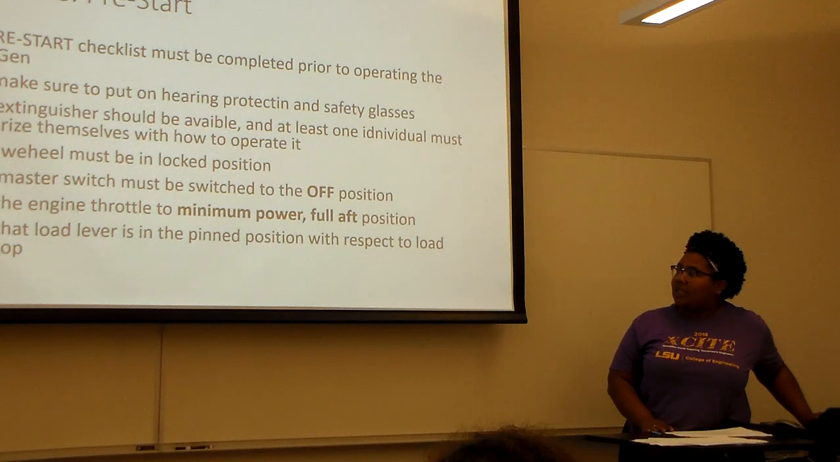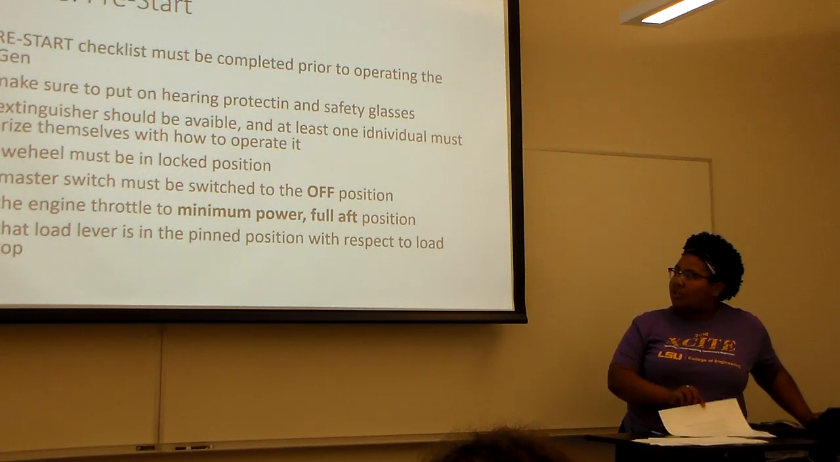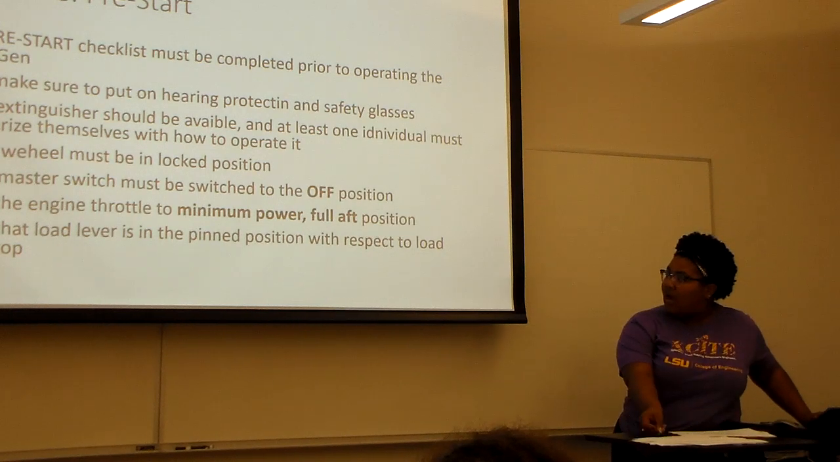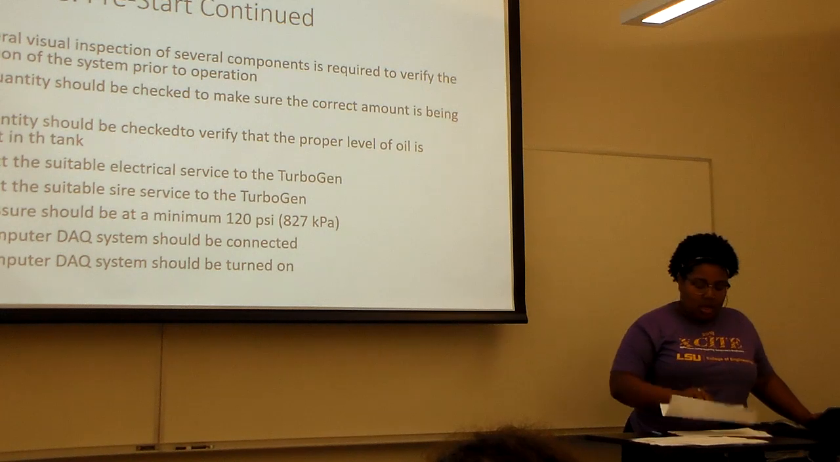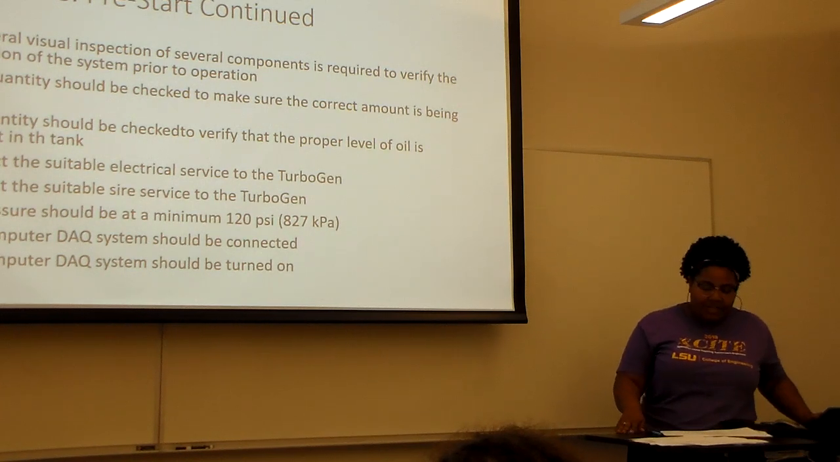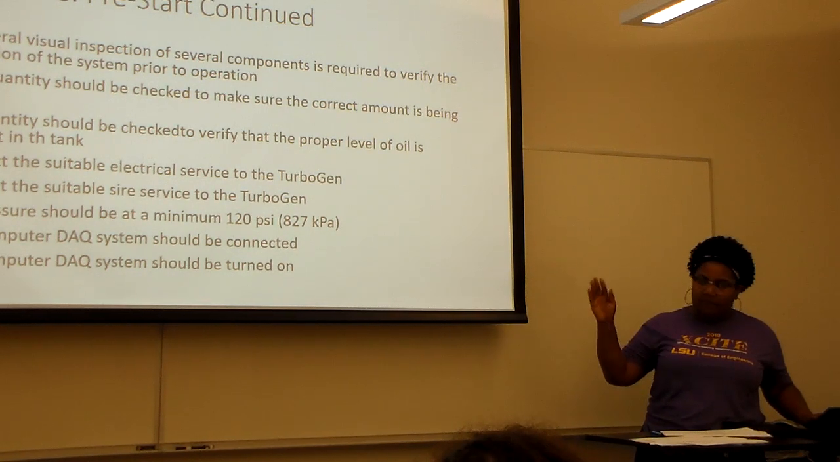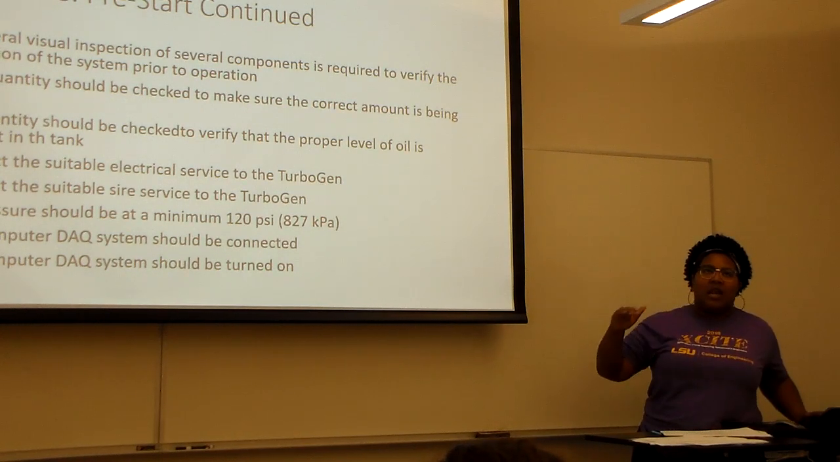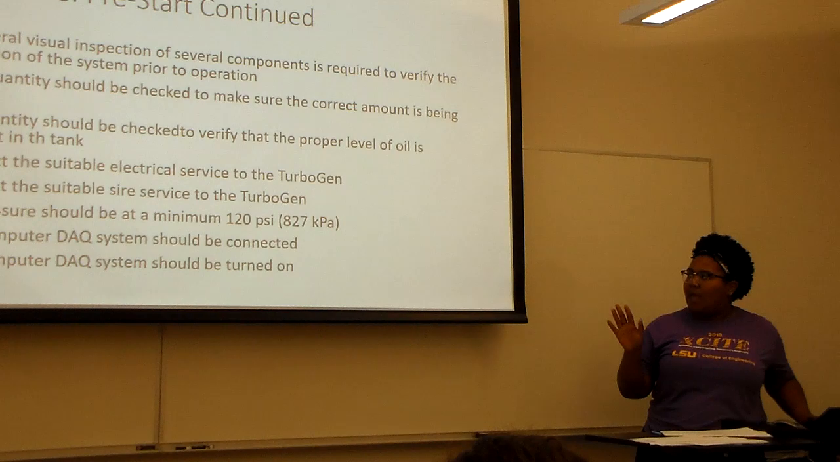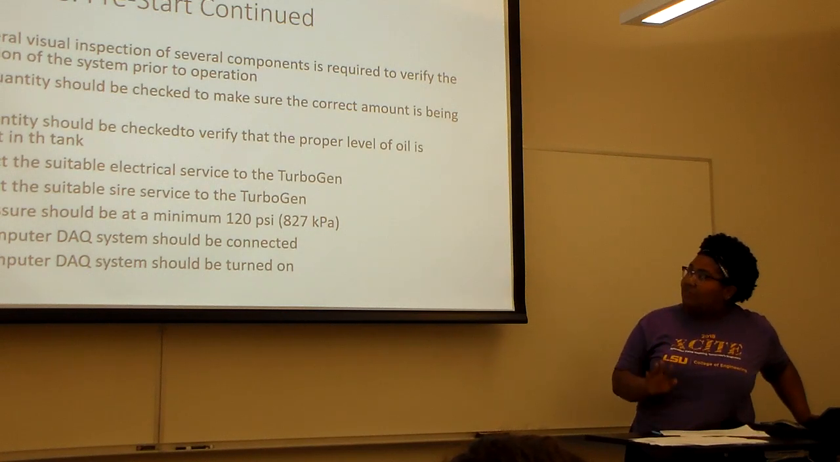You have to make sure the wheels are locked. You have to make sure the key master switch is in the off position, and that the engine throttle is at minimum power, and that the load lever is in pin position. And then more pre-start. They'll take a general visual inspection of everything that's happening. That is completely listed out in the procedure in the manual. It's a lot of stuff.